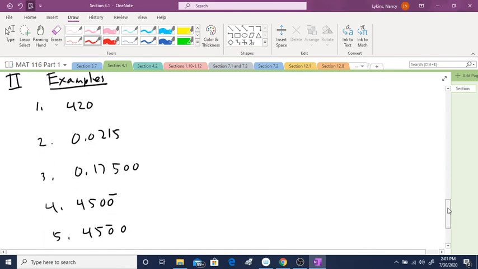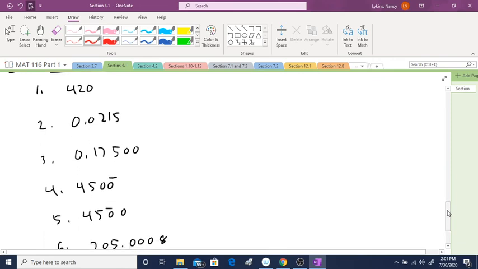Okay, I've given us 6 examples for you to tell me how many significant digits there are. At this point, pause it and then come back and see what we have.